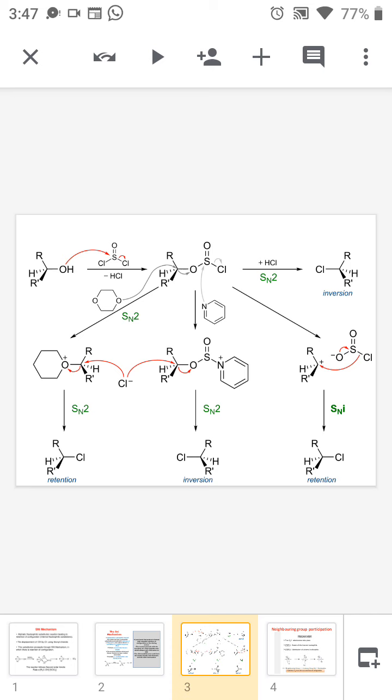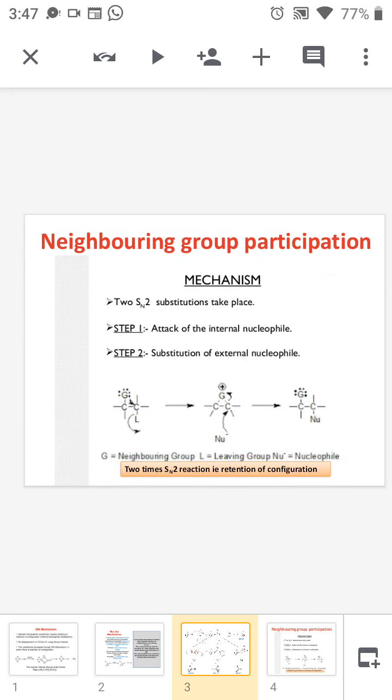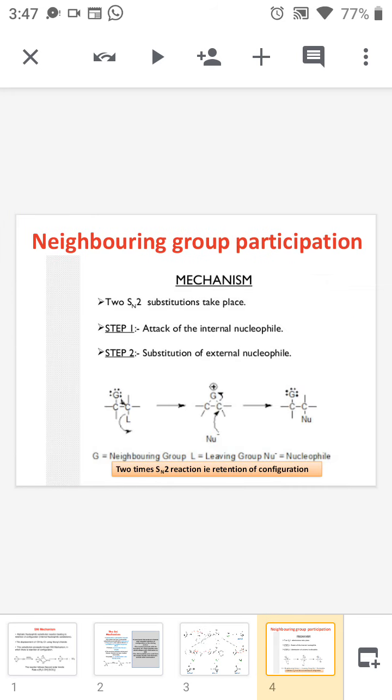So depending upon the solvent, the reaction may change from SNi to SN2. So the SNi mechanism is very, very rare. Now we are moving into the next topic, that is neighboring group participation.